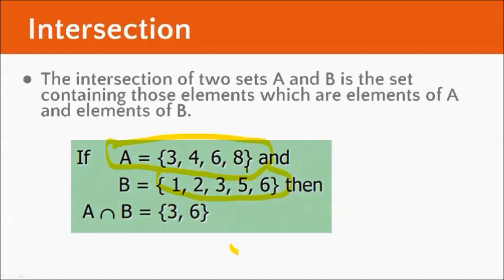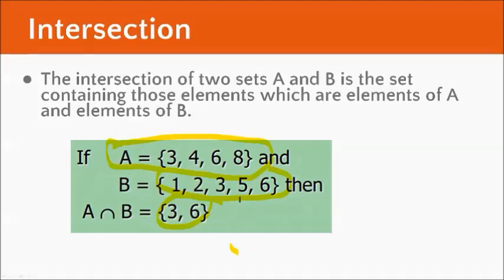Again, intersection means whatever they have in common. The same values that A and B have are 3 and 6. Why 3 and 6? 3 is present in B, and 6 is present in B also. Let's check the other numbers. What about 4 from set A? Do we have 4 in set B? No. What about 6? Yes. What about 8? 8 is not present in B. So the intersection is 3 and 6.